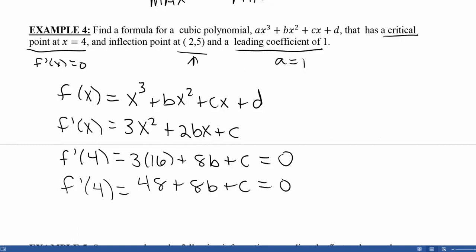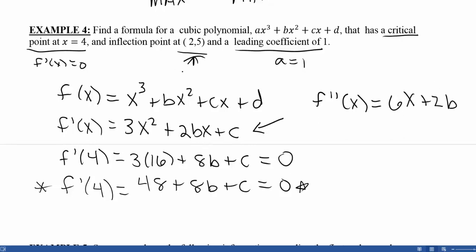Unfortunately, I'm not able to solve for either of these constants yet because I have 2 constants and 1 equation. So I want to keep working and see what else I know. Maybe this equation will become useful to me in a little bit. So I also know something about the second derivative. So let's go ahead and compute the second derivative, and then we'll talk about that. So here, the second derivative, I'm going to go back to the unfactored, uncomputed form of the first derivative, and I'm going to get 6x plus 2b.